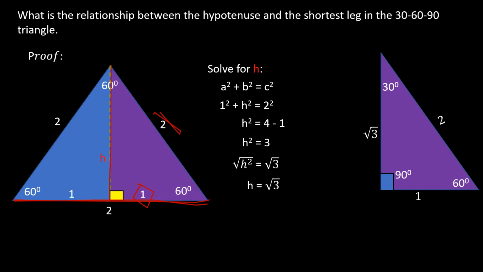So if you have a shortest leg of, say, 1 here, the hypotenuse becomes 2, and the longer leg becomes 1 square root of 3. So the relationship is that the hypotenuse is twice the shortest leg. The hypotenuse becomes 2 times the shortest leg based on our deduction here.